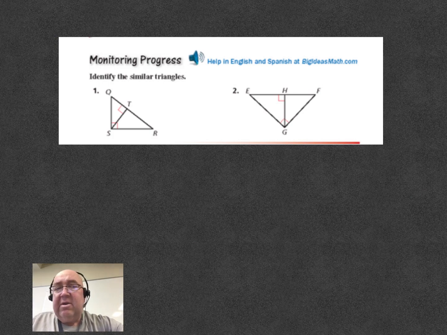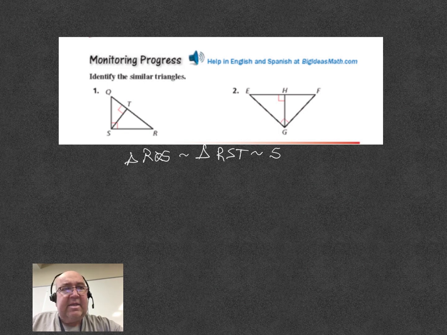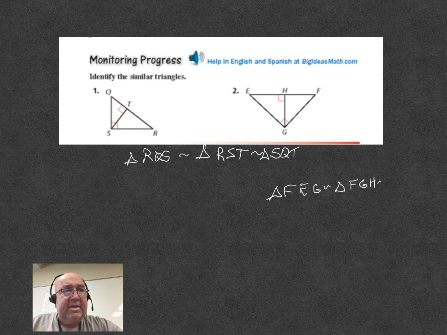So in the first triangle here, we're going to have triangle RQS similar to triangle RST, and that's going to be similar to triangle SQT. And the second triangle, number 2, we're going to have triangle FEG similar to triangle FGH, and that's going to be similar to triangle GFH.